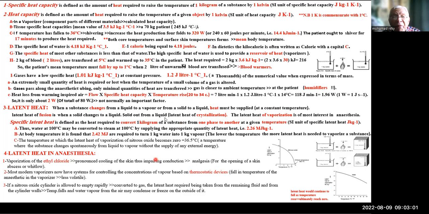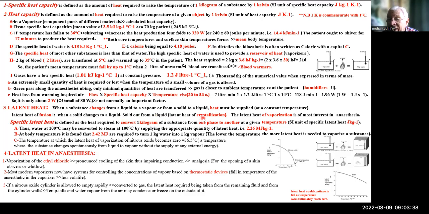The third definition is the latent heat. What's the definition of it? When the substance changes from a liquid, suppose, to a vapor, or from a solid to liquid, and so forth, heat must be supplied at a constant temperature. So we have to have a support of heat. We have latent heat of fusion, when a solid changes to a liquid, which can also be called melting. For liquid to solid, latent heat of crystallization.